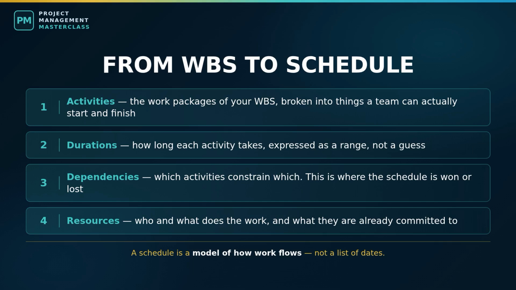And fourth, the one people rush, sequence. What has to happen before what? This is where projects are won and lost, and I want to be direct about why. Estimating errors tend to be small and they tend to cancel out. Some tasks run long, some run short. Logic errors do not cancel out. A missing dependency does not average away. It sits in your schedule quietly until the day it detonates, and then it costs you weeks.